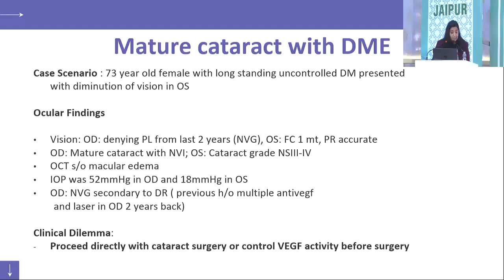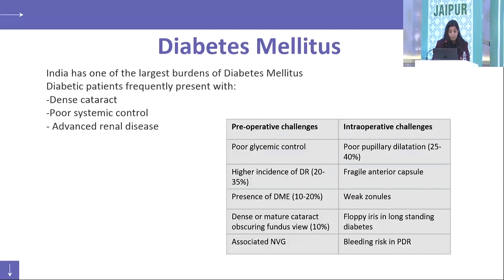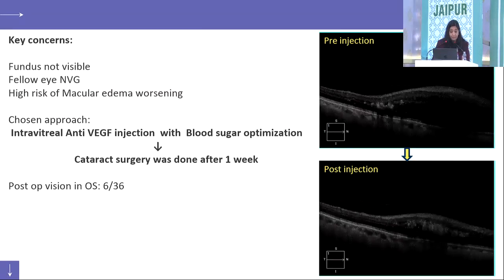So there was a clinical dilemma: should we proceed with the cataract surgery first, or control the VEGF activity first? We went for the anti-VEGF injection first, because the key concerns were that the fundus was not visible, the fellow eye already had NVG, and there was a high risk of macular edema post-cataract surgery. So we went with the anti-VEGF injection with blood sugar optimization, and after that the cataract surgery was done. The OCT showed edema, though the signal strength was very low in the pre-injection phase, but post-injection, done after 3 weeks, the edema improved, and the patient had a post-op vision of 6/36.